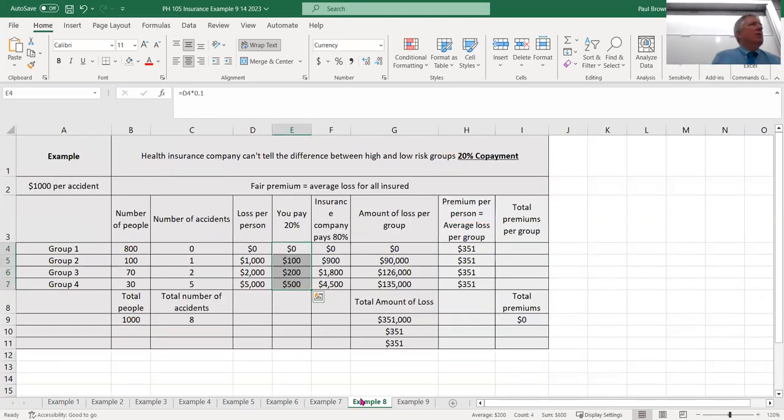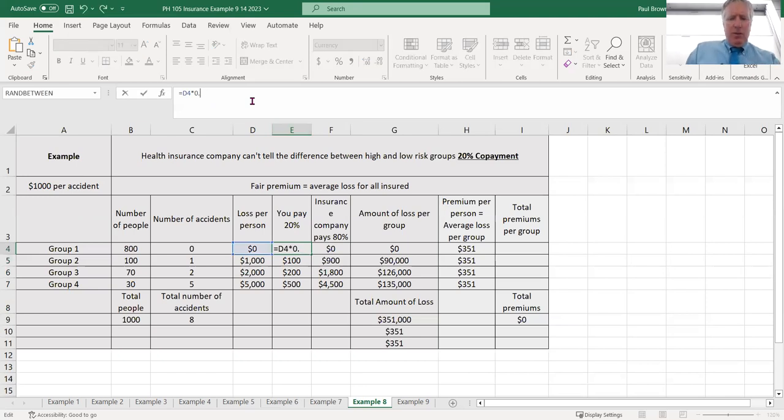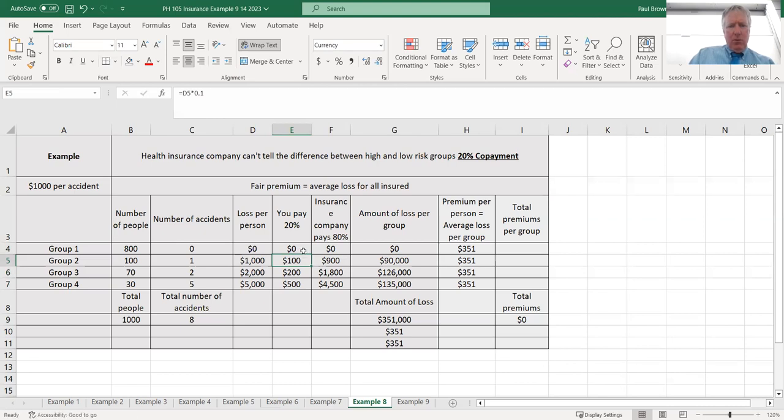The next one we went through was copayment. Copayments differ from deductibles in that with copayments, you pay a certain amount for every visit, or for all your losses. So if you have a 20% copayment, that means for every loss, you pay 20% of it. Let's go back to 20%. So with a 20% copayment, this person pays 20% of 5,000, which is 1,000, this one pays 20% of 2,000, which is 400, et cetera. What the insurance company pays is what's left over. You add all that up, that's the total losses, and you divide by the number of people, and you get the average premium of $312.